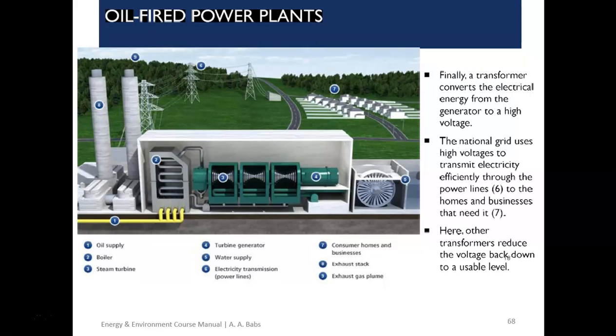Finally, a transformer converts the electrical energy from the generator to a high voltage. The national grid uses high voltage to transmit electricity efficiently through power lines to the homes and businesses that need the electricity. Other transformers reduce the voltage back down to a suitable and usable level. So initially, the electricity is going to be stepped up before it is transmitted, and then when it gets to where it's going to be used, there will also be step down transformers that step the voltage down to a suitable and usable level.